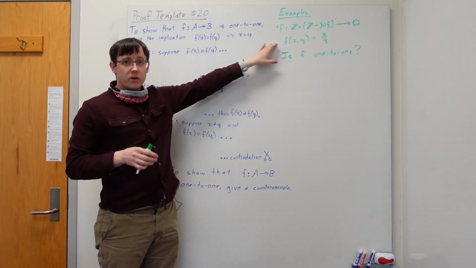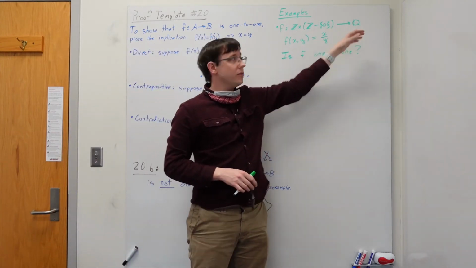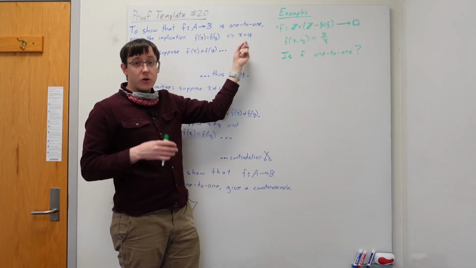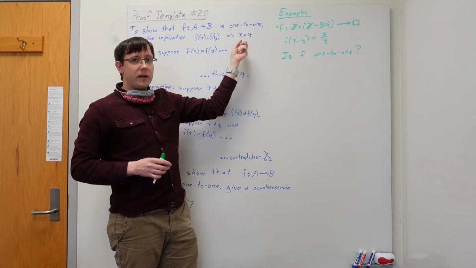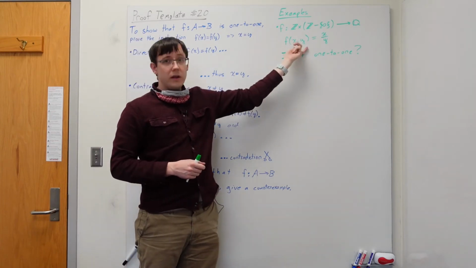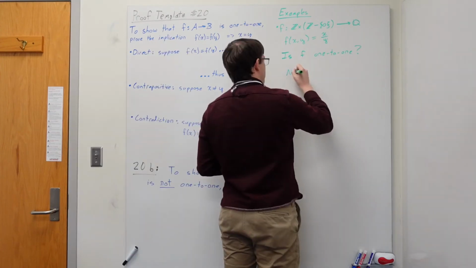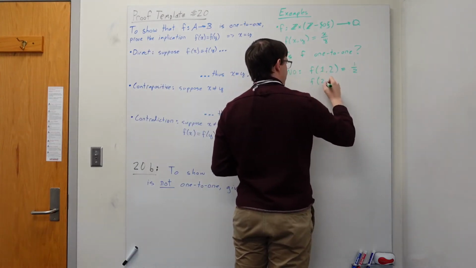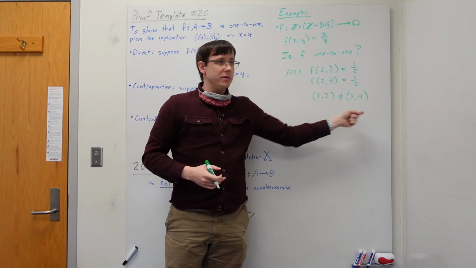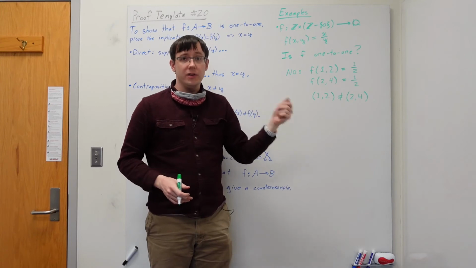If this function were one-to-one, then for every possible output, every rational number that could be produced by this function, there must be only one input that could produce it. But that's clearly not the case. We can give a counterexample where we have two different input pairs that produce the same output rational number. So we have two different inputs that produce the same output, which gives us a counterexample showing that this function is not one-to-one.